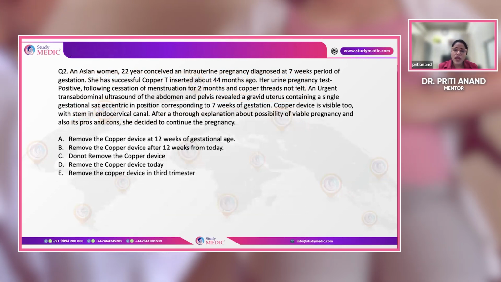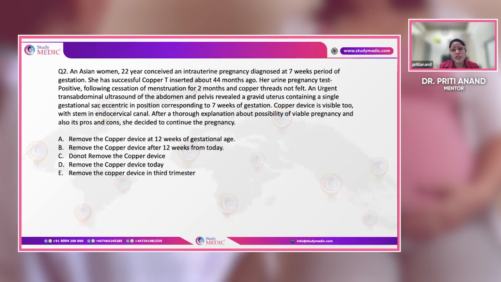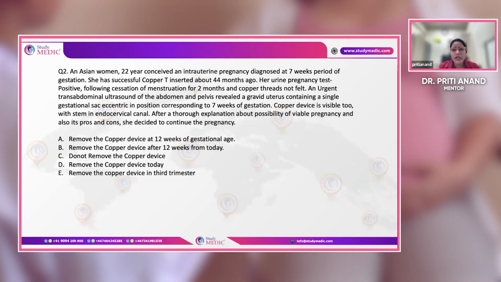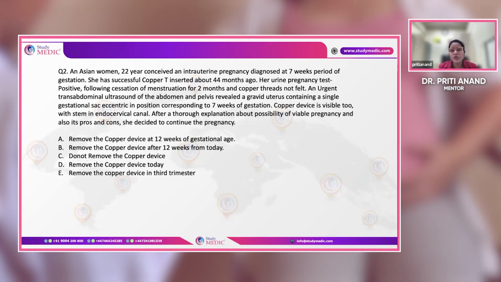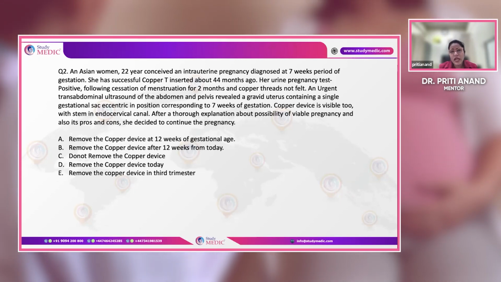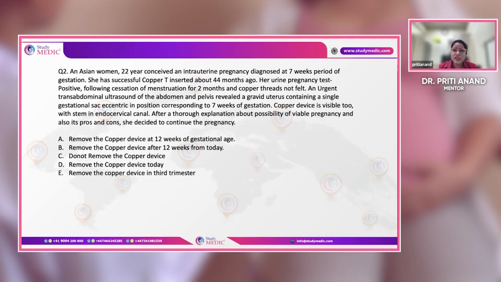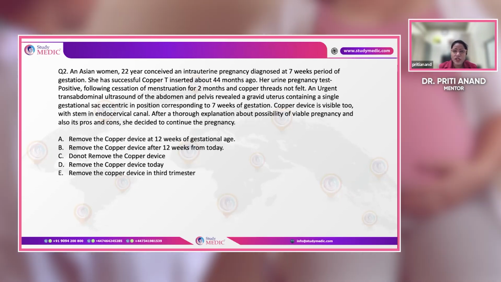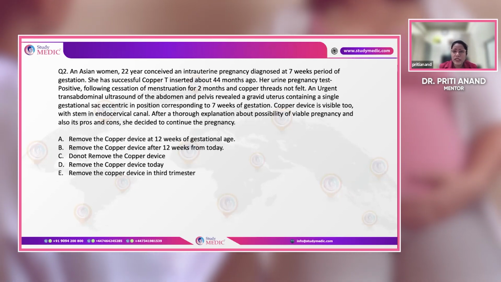A 22-year-old Asian woman has an intrauterine pregnancy of 7 weeks. She had a copper coil 44 months ago, which is still in situ. Her pregnancy test was positive and copper coil threads are not felt, unfortunately. Transabdominal ultrasound shows a gravid uterus with a single gestational sac of 7 weeks gestation. The copper device is visible with the stem in the endocervical canal. So the thread is not there. After thorough explanation, she wants to continue the pregnancy. What is your next step?